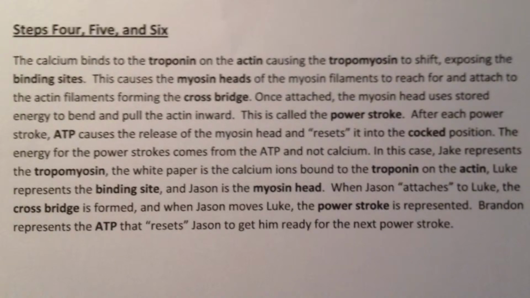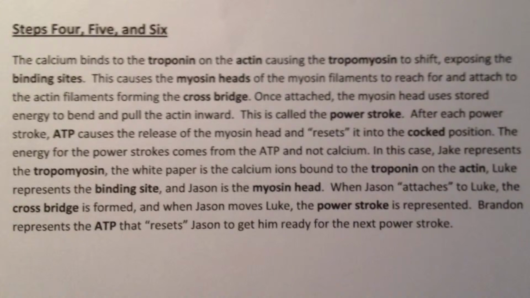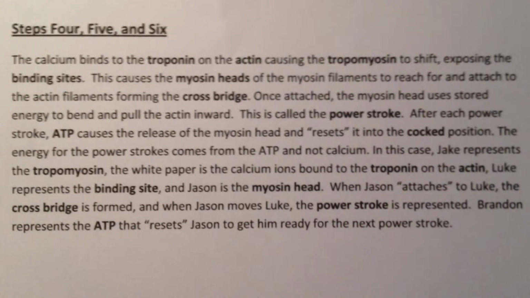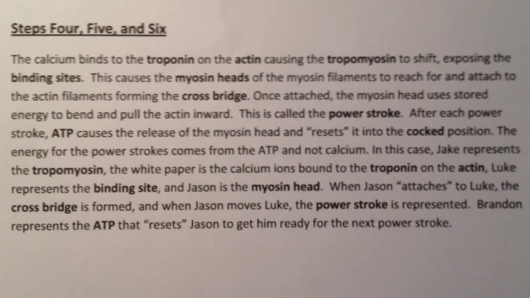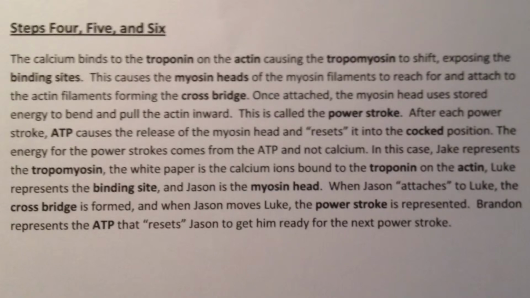Once attached, the myosin head uses stored energy to bend and pull the actin inward. This is called the power stroke. After each power stroke, ATP causes the release of the myosin head and resets it into its cocked position. The energy for the power stroke comes from the ATP and not from calcium.